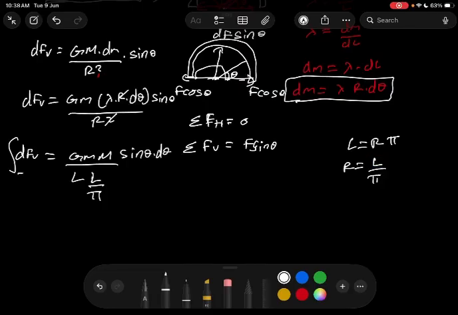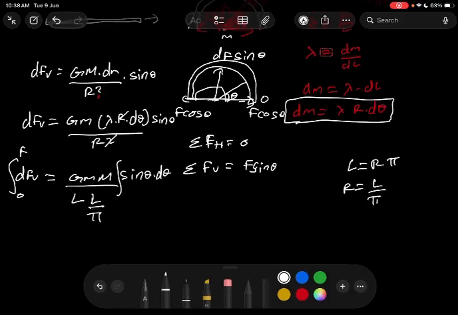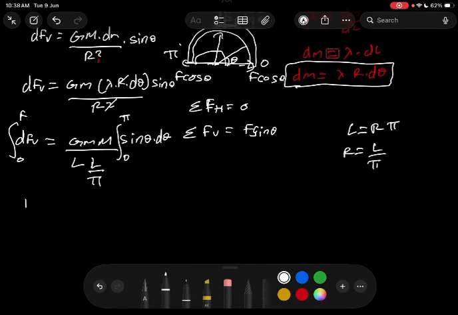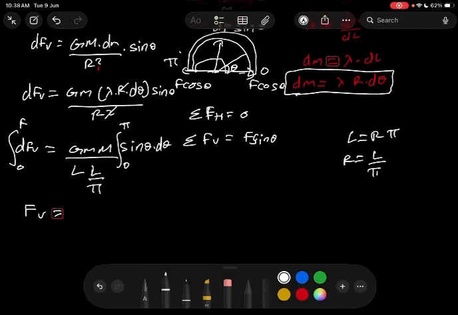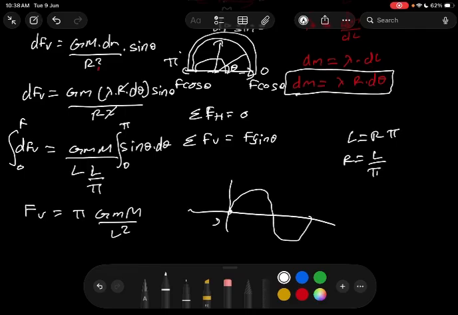So L by pi, and sine theta into d theta, as it is over there. Now if we integrate that, where to where do we integrate? From 0 to pi. F vertical is the only force that is acting. It is equal to G M m pi by L square. And what is the integration of sine theta from 0 to pi? Here is a shortcut. This is 0, this is pi. For every mountain, let's think of this as a mountain, the area is 2 units.